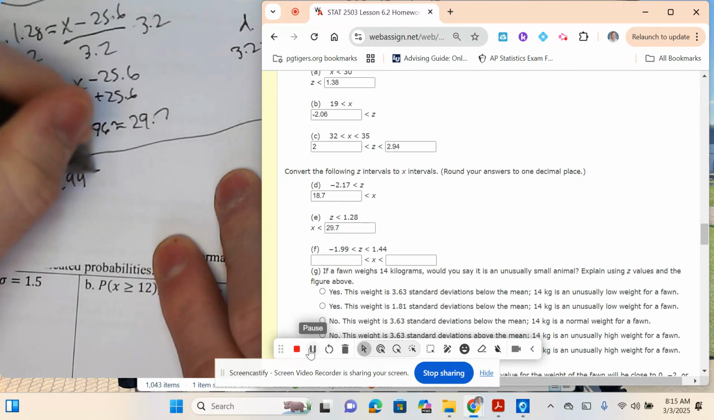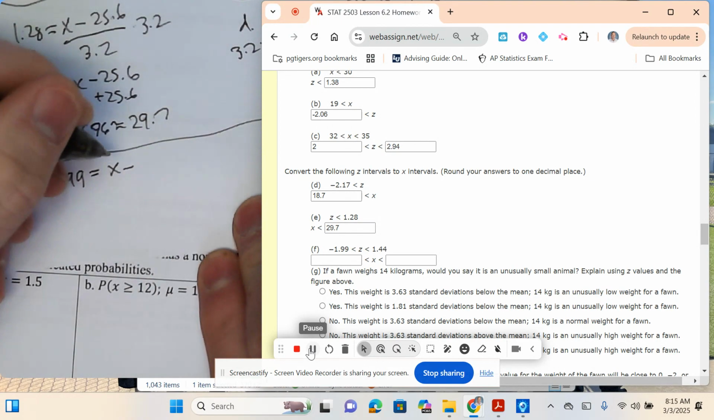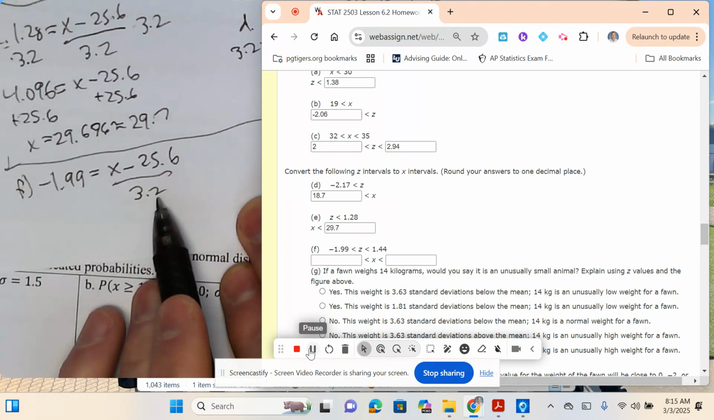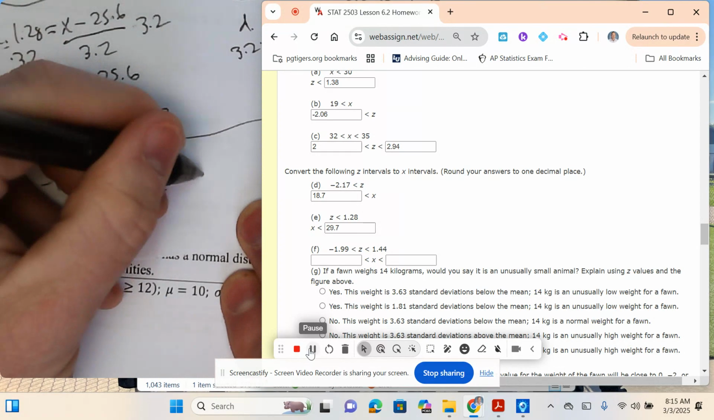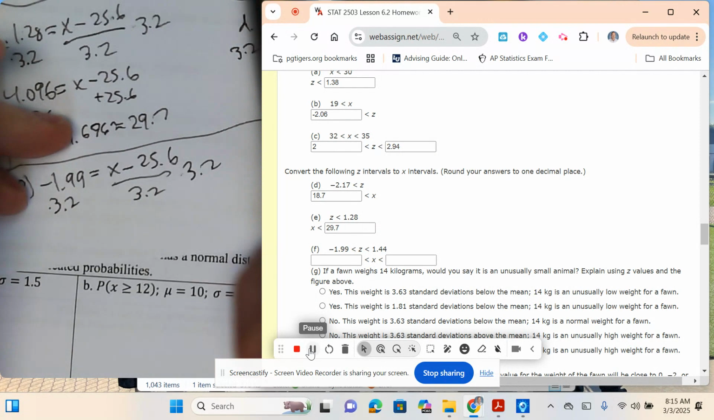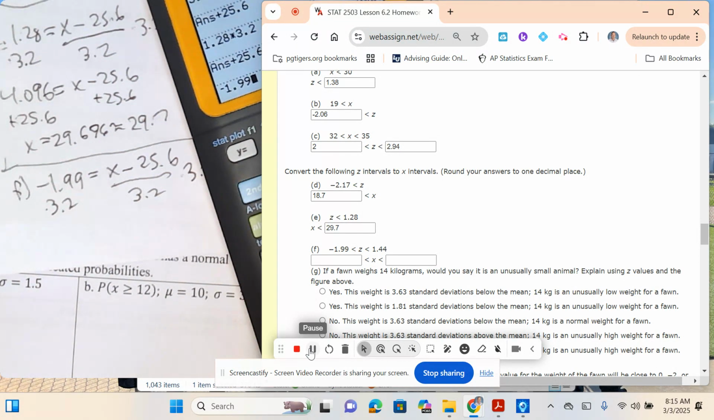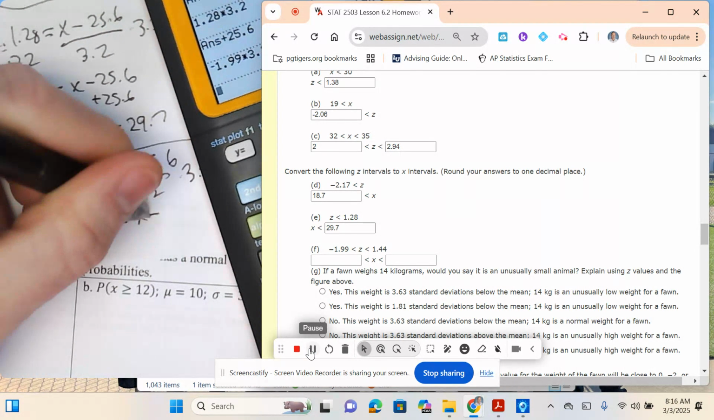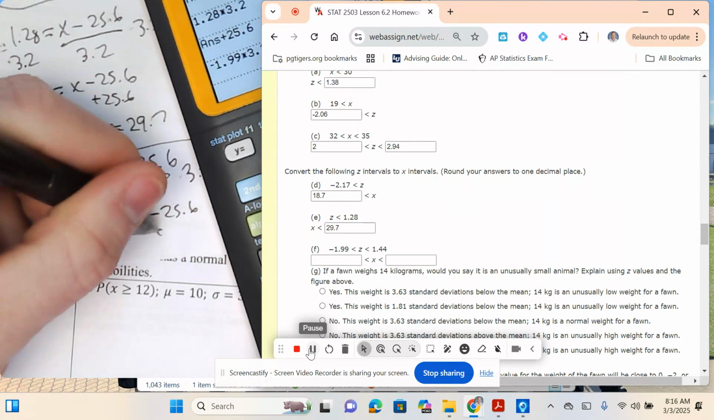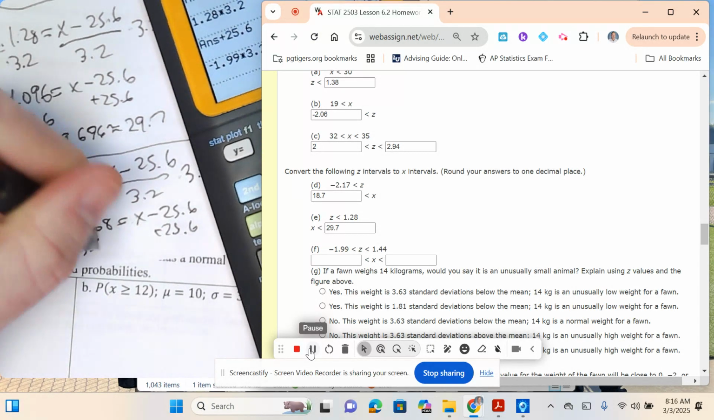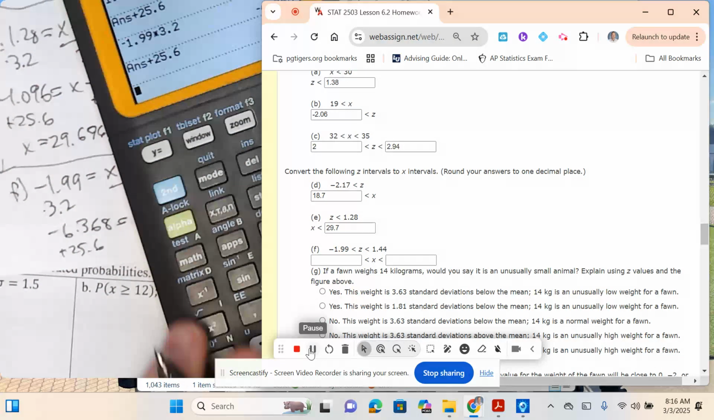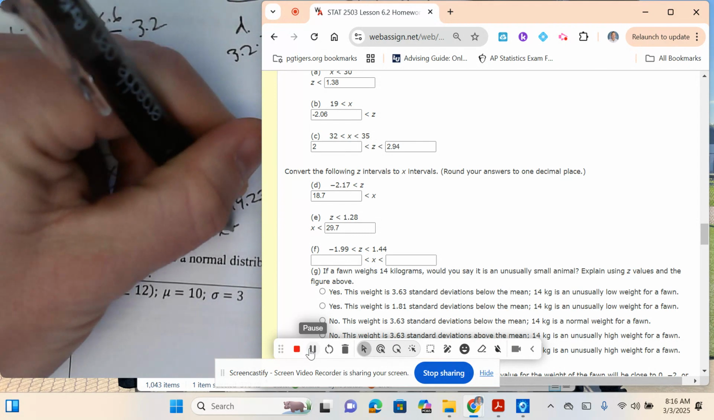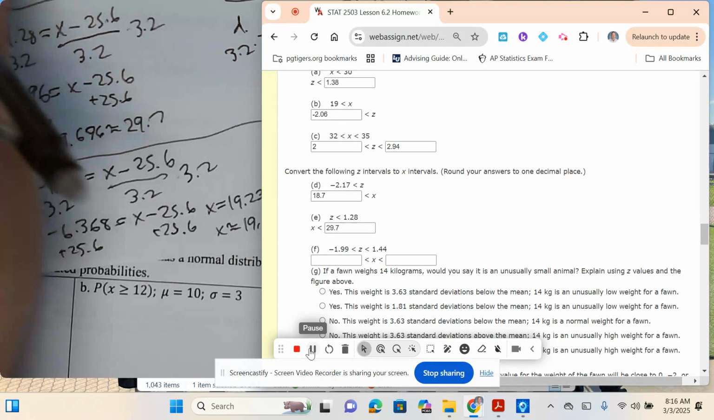So you plug the negative 1.99 in for the Z. You're solving for the raw score. Your mean is 25.6, and your standard deviation is 3.2. So I'm going to multiply by the standard deviation. You're going to have to do it twice here. Negative 1.99 times 3.2, negative 6.368. X minus 25.6, and you're going to add the mean. Plus 25.6. So 19.232, so 19.2. I'm sorry, I'm running out of room here.